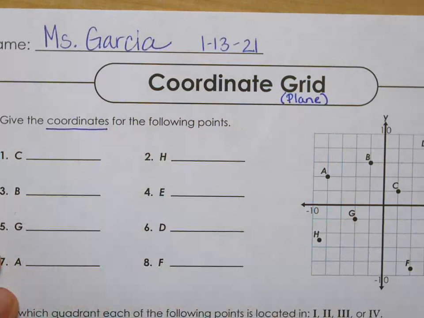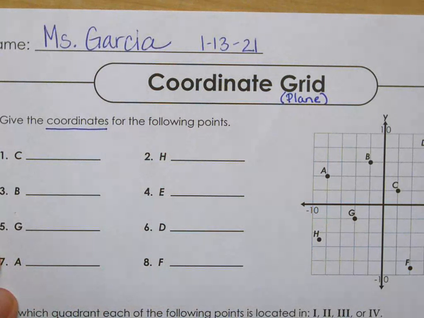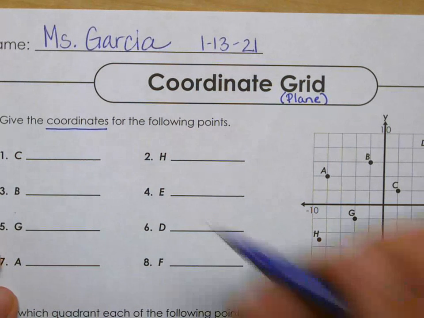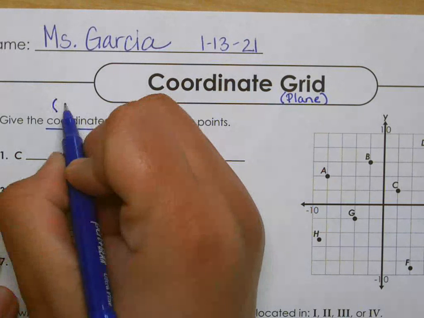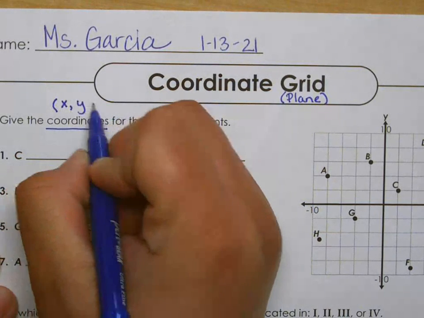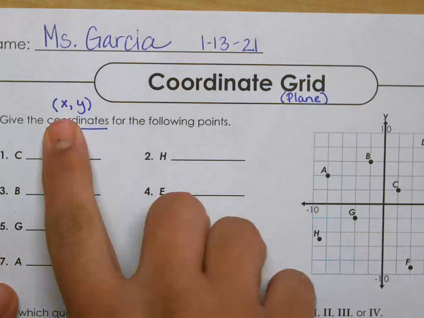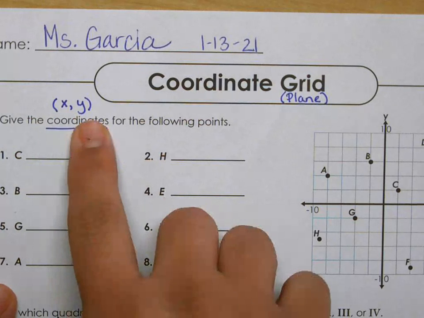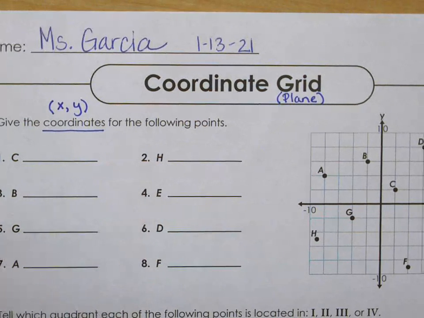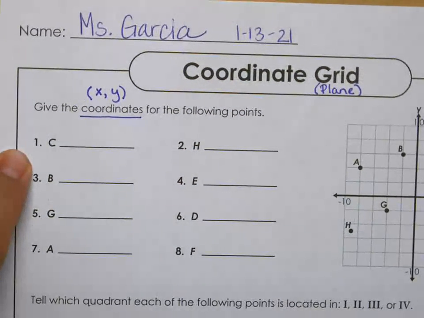Coordinates are the directions that tell us where to go, and they're written as what we call an ordered pair, x, comma, y. X always comes before y, just like in the alphabet. So when we are looking, we want to go x first and then find our y coordinate. So our first point that we're going to look at here is the point C.